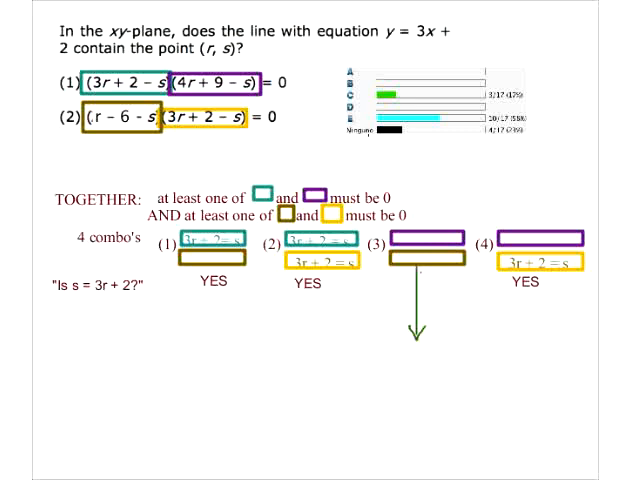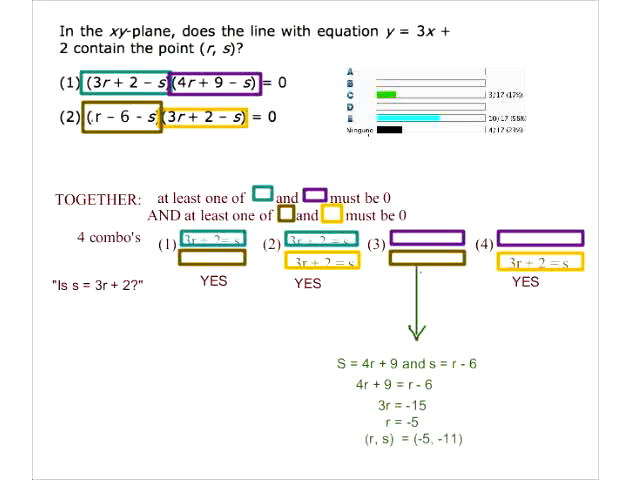So, okay, if we do that, let's take a look. In this case, we know that S is equal to 4R plus 9 and S equals R minus 6. If we solve that, we get 4R plus 9 equals R minus 6. If we keep solving, we get 3R equals negative 15, so R is negative 5. Plugging back in to S, we get negative 5 comma negative 5 minus 6 is negative 11.